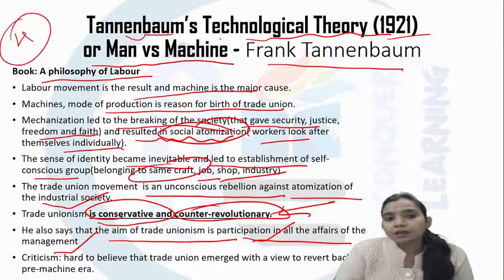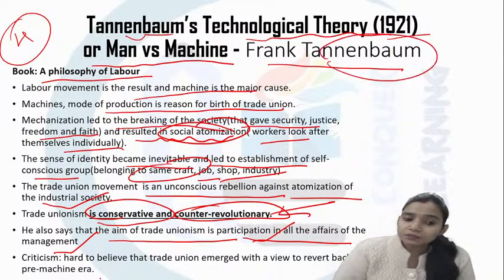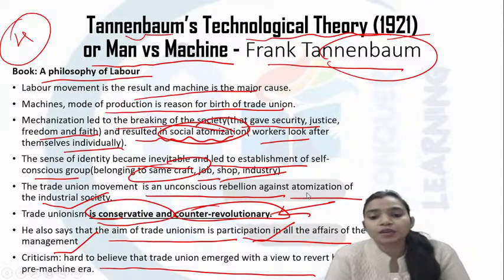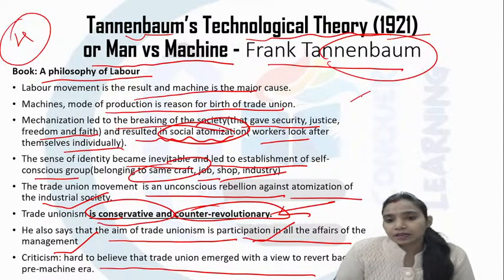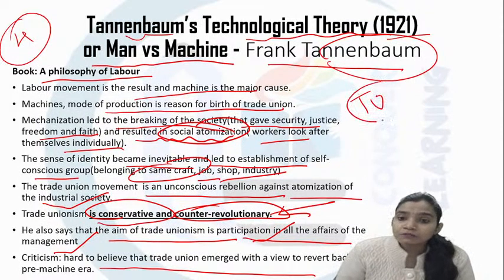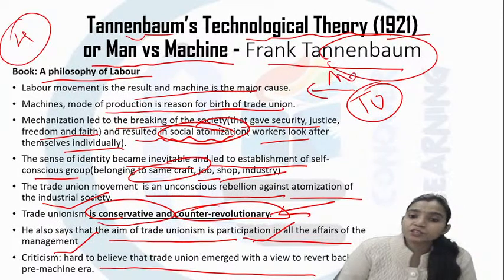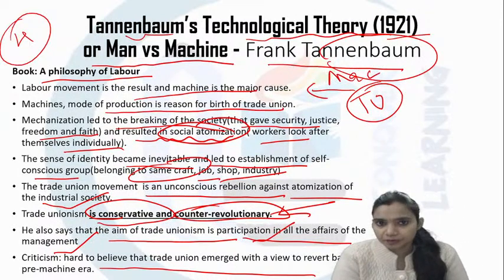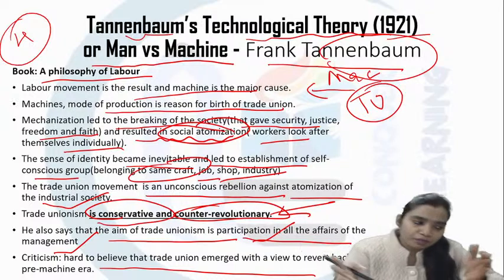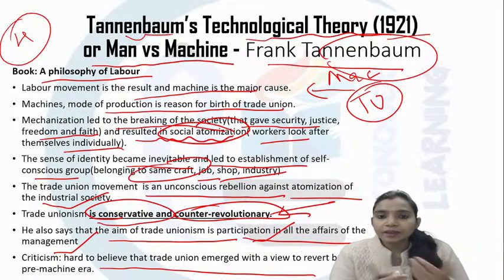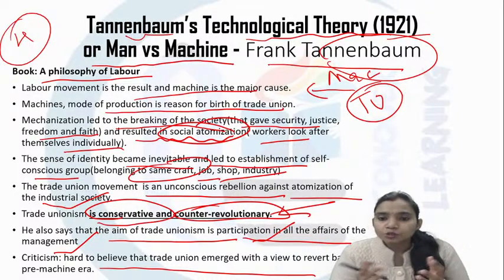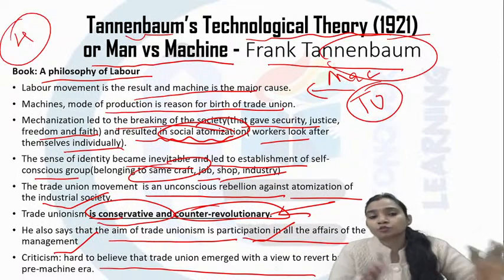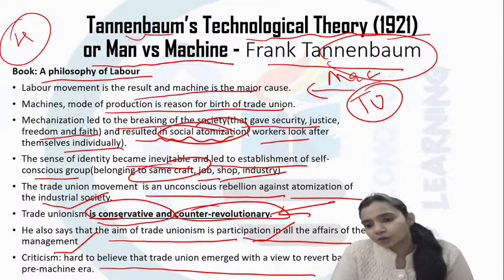Criticism. Tannenbaum was criticized because it is very hard to believe that trade unions emerged with a view to revert back to the pre-machine era. Aisa ho sakta hai kya? Can this happen, that trade unions were just formed to make the machines go back? No, it's hard to believe. Trade unions were not just to take the machines back, because somewhere this automation, mechanization increased the economy or, you can say, the wages of the employees as well. So it's very hard to believe that only to remove those machines, the trade unions were formed.